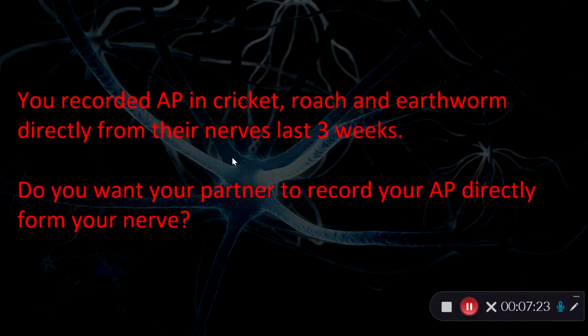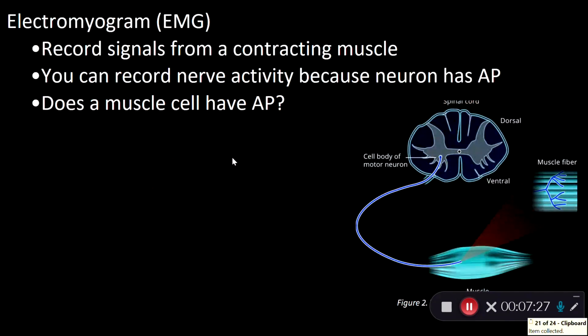Is that right? Okay, so we have an alternative method to measure conduction velocity on human subjects. The alternative is EMG, electromyograph. Myo means muscle. EMG will record signals from a contracting muscle. And in the neuron, in the nerve cord, you can record signals because nerve cord has action potentials.